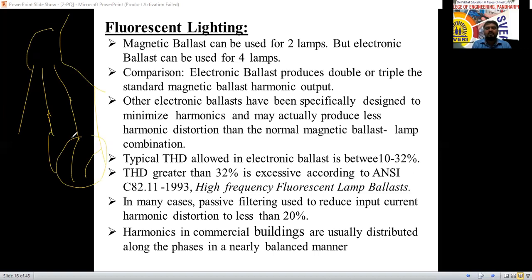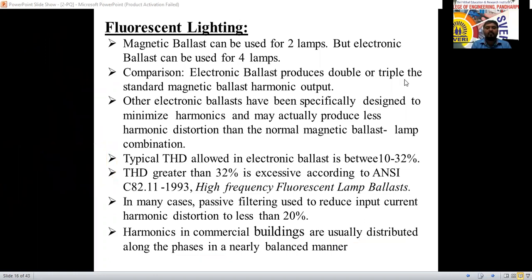Since we are maintaining a balanced condition, the harmonics will also be balanced, and they are going to flow here. Harmonics in commercial buildings are usually distributed along the phases. So this is harmonics from fluorescent lighting, we are going to call this one.